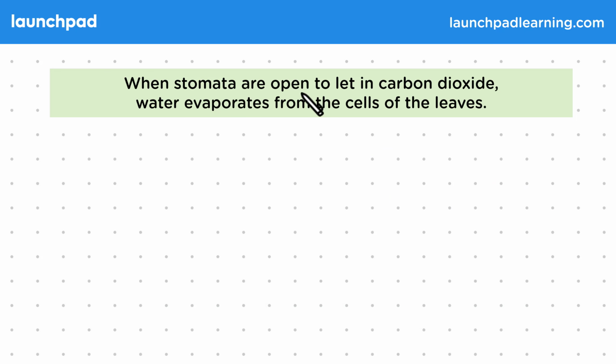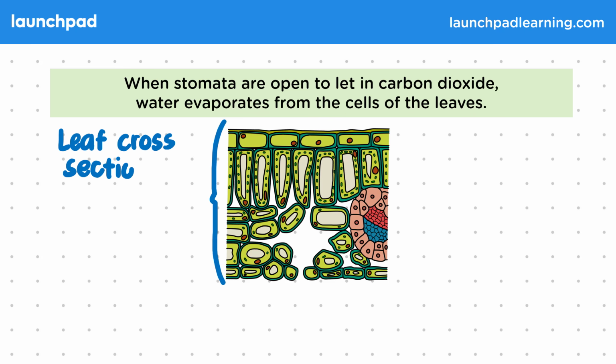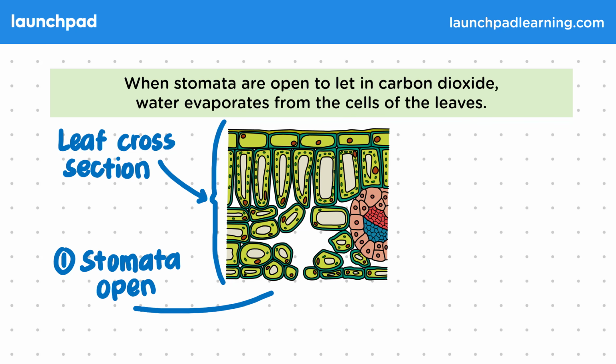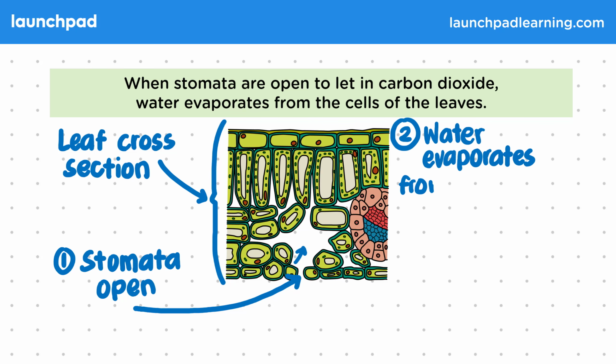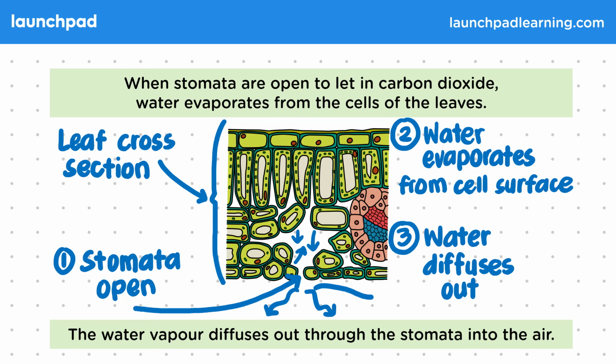When stomata are open to let in carbon dioxide, water evaporates from the cells of the leaves. In this image, you can see a cross-section of a leaf. Down at the bottom of this diagram, you can see that the stomata are open. Remember that stomata openings are controlled by the guard cells and have to be opened to let in carbon dioxide. Water evaporates into the air gaps from the spongy mesophyll cells. The water vapour diffuses out through the stomata into the air. So this water that has evaporated from the cell surface diffuses out.